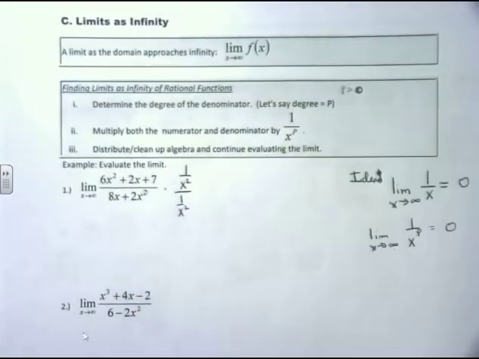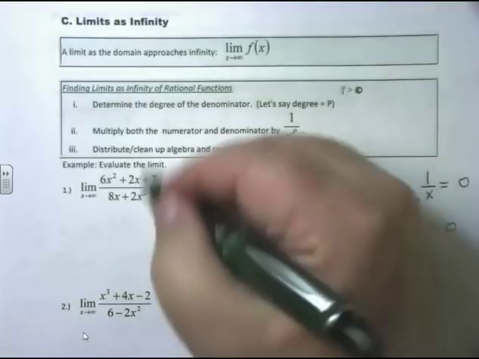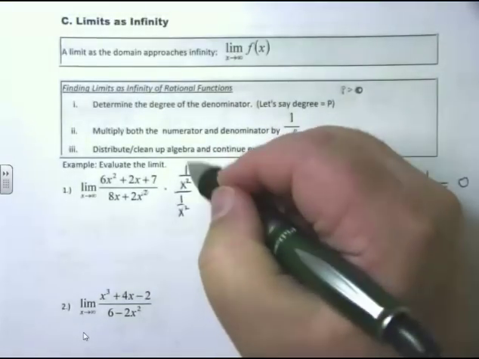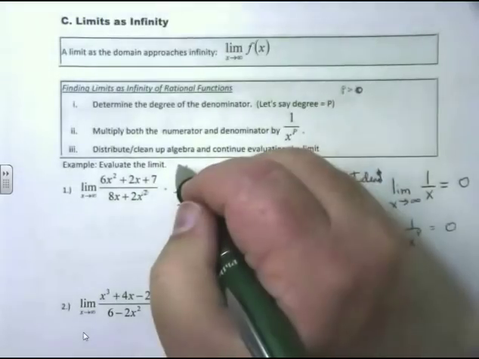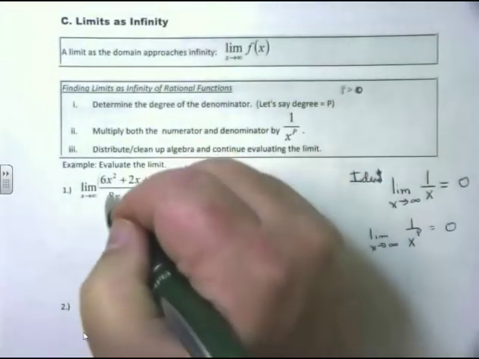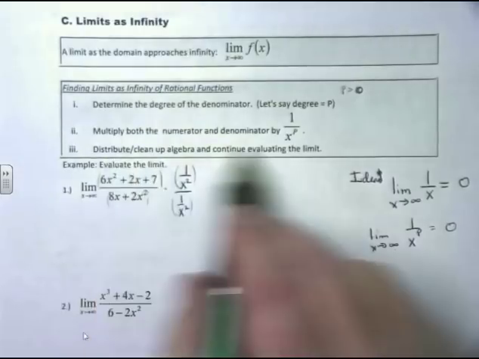This is showing my work. 1 over x squared divided by 1 over x squared is a ratio of 1. So by multiplying by this guy, it doesn't change my problem. Okay? Now my next step is I'm supposed to distribute and clean up my algebra.